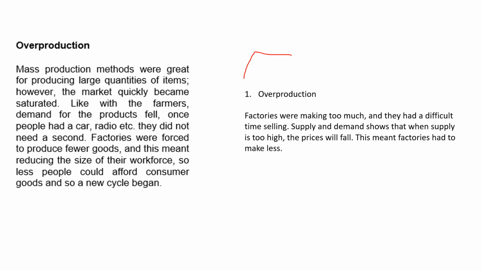This is what you need to be copying down in your books. The first factor is overproduction. Factories were just making too much, and they had a difficult time selling. Supply and demand shows that when supply is too high, the prices will fall. The companies are going to compete with each other for the customer, so they have to reduce the price. This meant that factories had to make less.